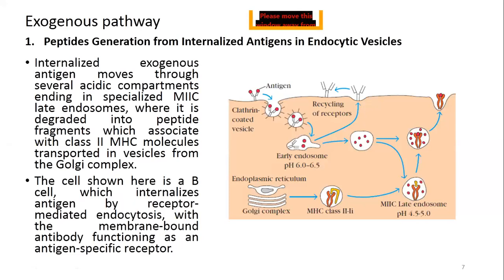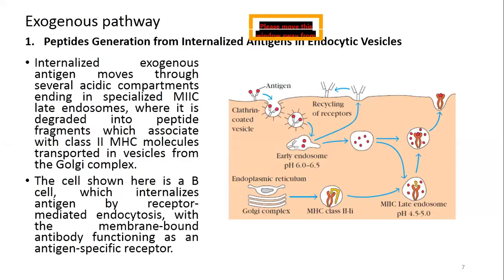Internalized antigens progress through these compartments, encountering both the low pH and the hydrolytic enzymes. So it is cut into smaller peptides in a successive manner until it meets a specific type of endosome, the late endosome, which is a unique feature of antigen presenting cells. It is an MHC class 2 containing compartment in which final degradation and peptide loading into the molecule occurs.